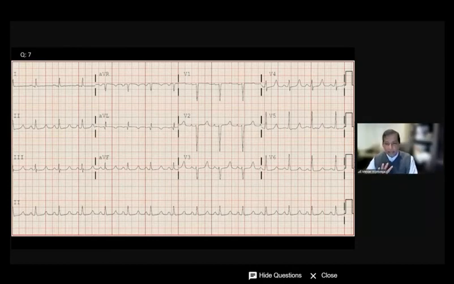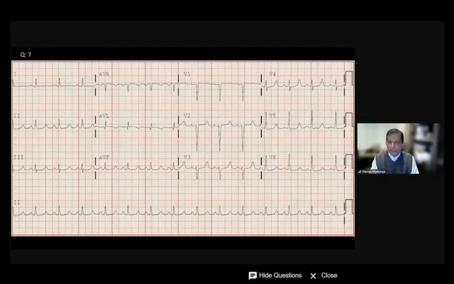I'm shifting gears a little bit. In the previous 7 questions, I tried to highlight bradyarrhythmias. This is different, but it is a common problem, and that's why I thought of highlighting this. A 35-year-old woman with end-stage renal disease on hemodialysis. Based on the ECG, just imagine this is somebody you happen to see in the office.